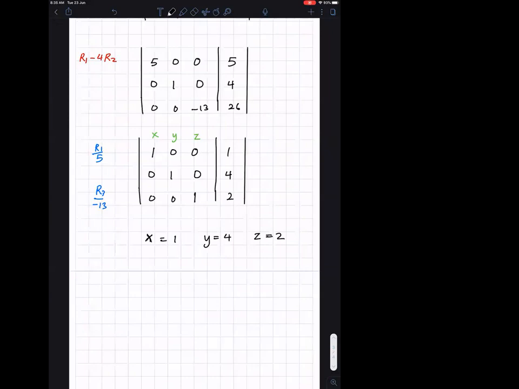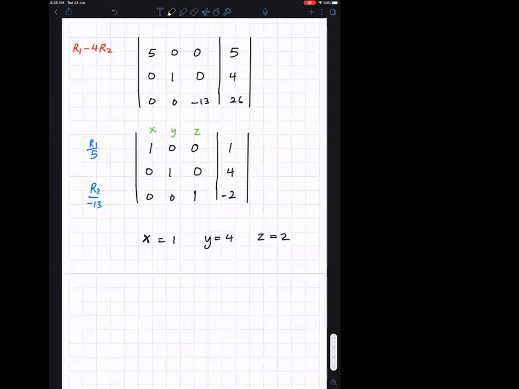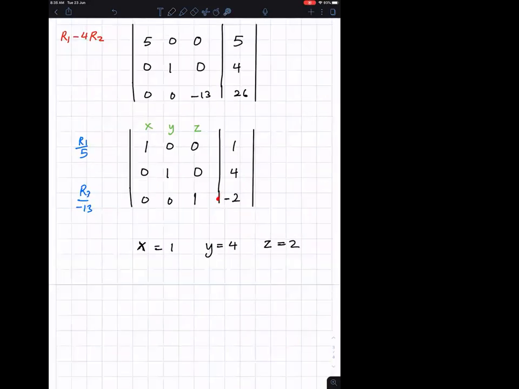So I made a mistake here. It's supposed to be minus 2, isn't it? When I divide by minus 13. Do you agree? When I divided this by minus 13, it should have been minus 2 here. So now tell me, what is Z? Minus 2. So it's quite easy. As you can see, it's very easy to make mistakes.